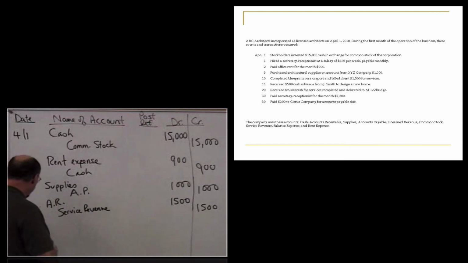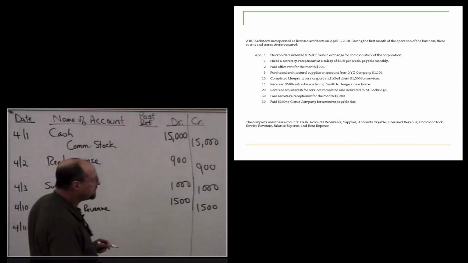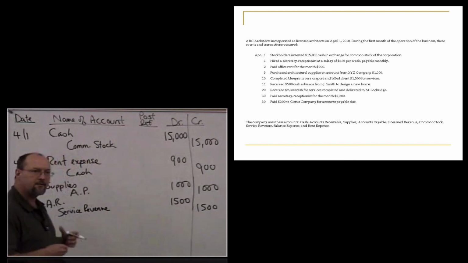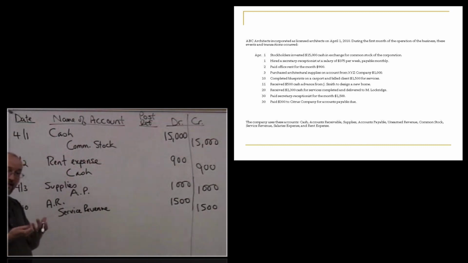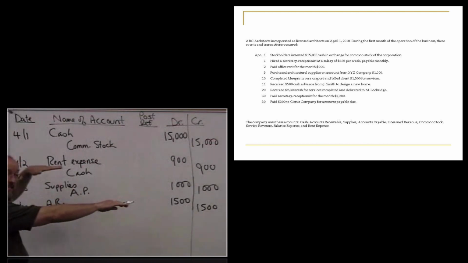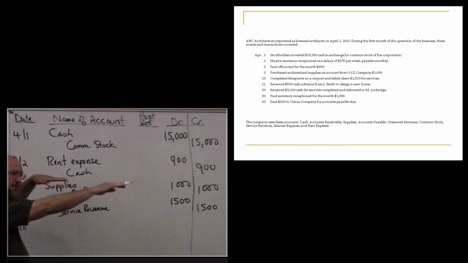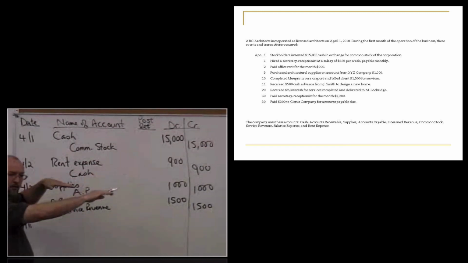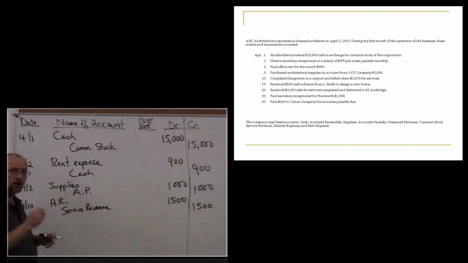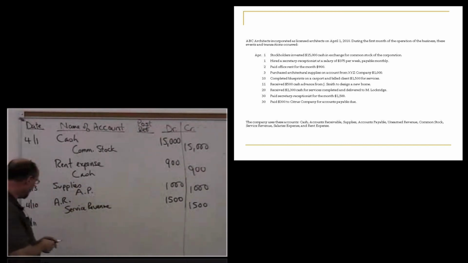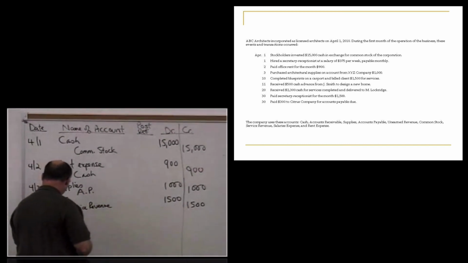Now I'm probably going to run out of board space here. We received a $500 cash advance from J. Smith to design a new home. So they're paying us money in advance. I received the money, but I haven't done any work yet, so I can't call that service revenue. But I have to account for it. My assets increased, cash, so instead I'm going to call this unearned revenue, and as we talked about previously, unearned revenue is a liability.